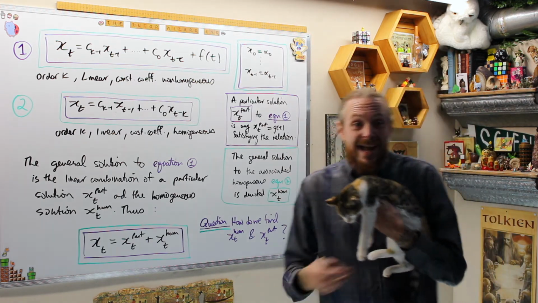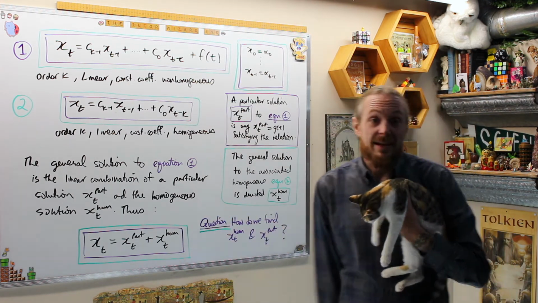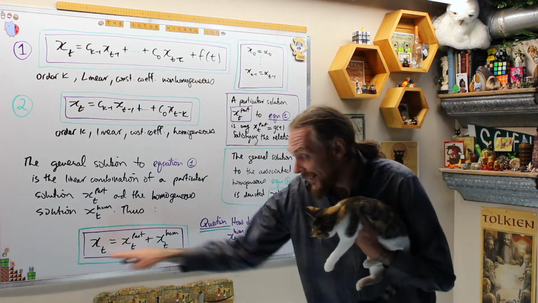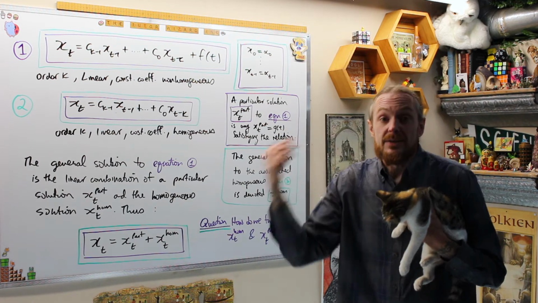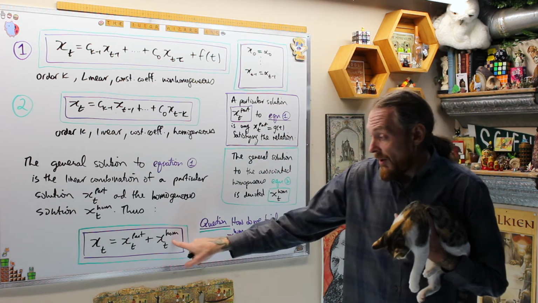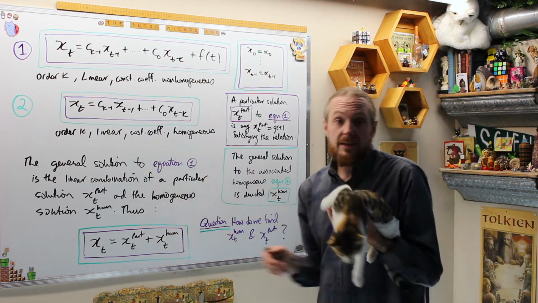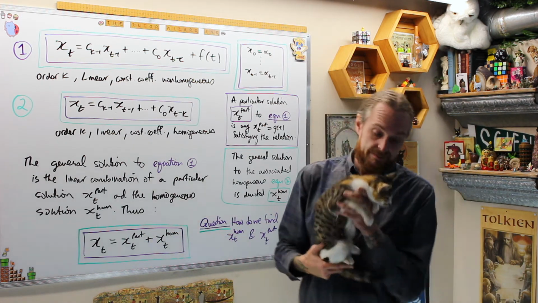So the question you should be asking yourself, once we do a whole bunch of this and after you organize all of this terminology, is how do we find this? I claim somehow, magically, is the general solution always. So we want to know systematically how to find the homogeneous part and systematically how to find the particular part. Let's get to that.